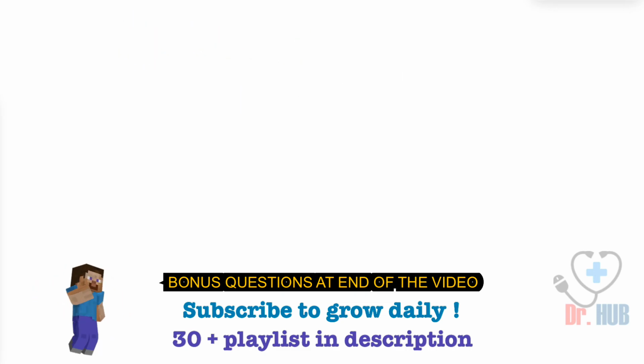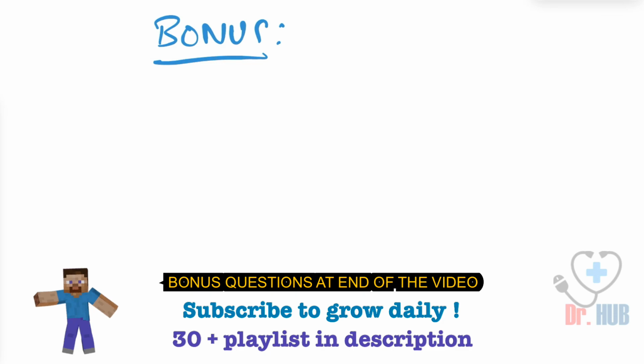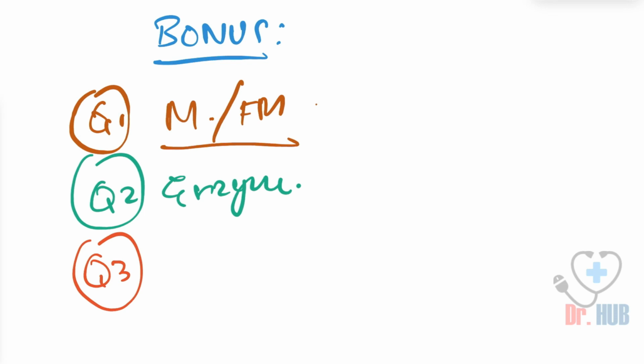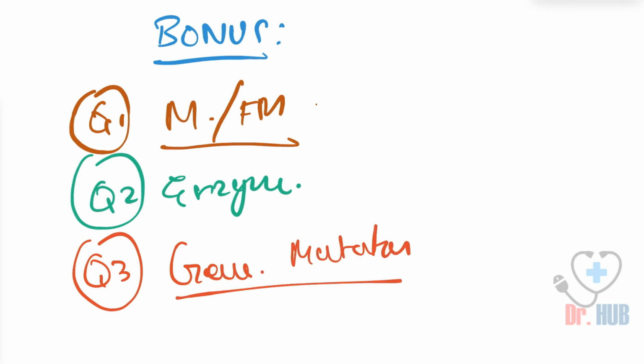Now we have some bonus questions. You can answer these bonus questions in the comments. The first question is, who is mostly affected? Is it males or females that are most commonly affected by Menkes disease? Next, what enzyme is defective in Menkes disease? Third, what is the gene responsible for Menkes disease? Which mutation is responsible for Menkes disease? You can give these answers in the comments.